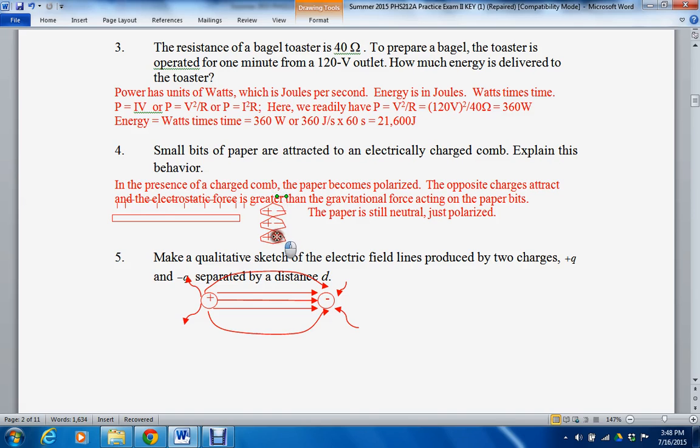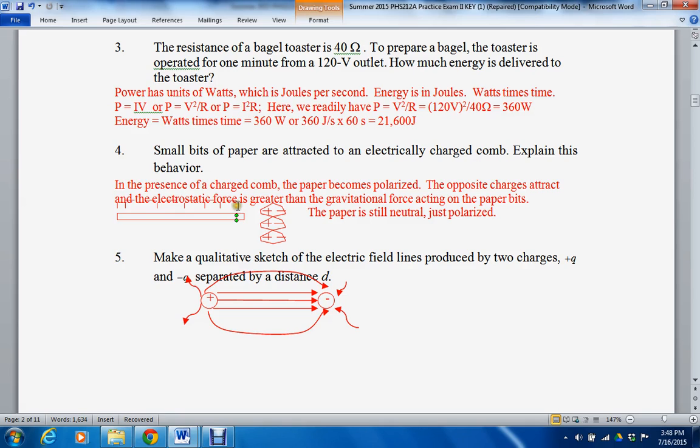Got it. Okay, so small bits of paper are attracted to an electrically charged comb. Explain this behavior. Well, this electrically charged comb, oh, I have to move all of the negative signs there, huh? I'm not going to move all of them because that's too much work for me right now.